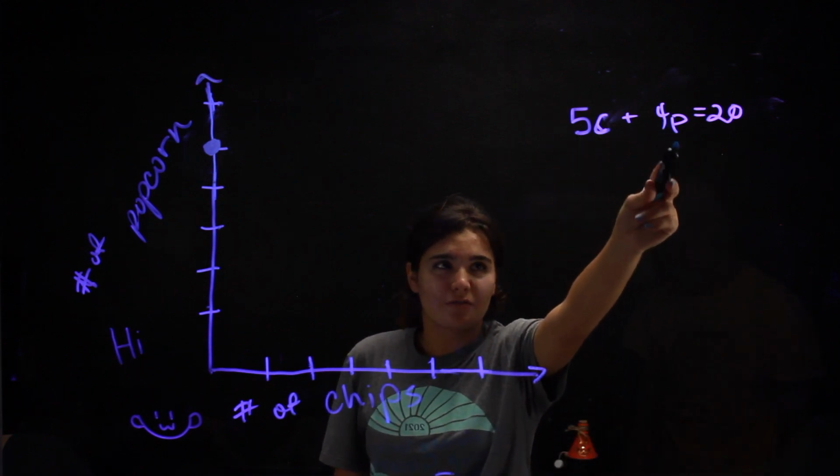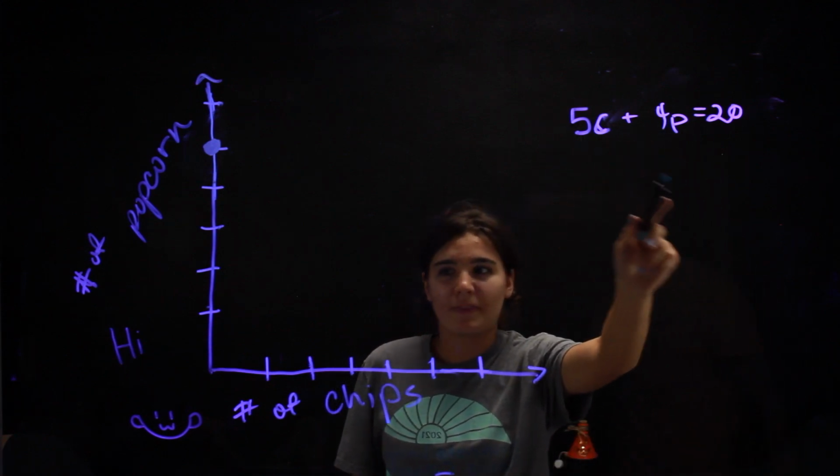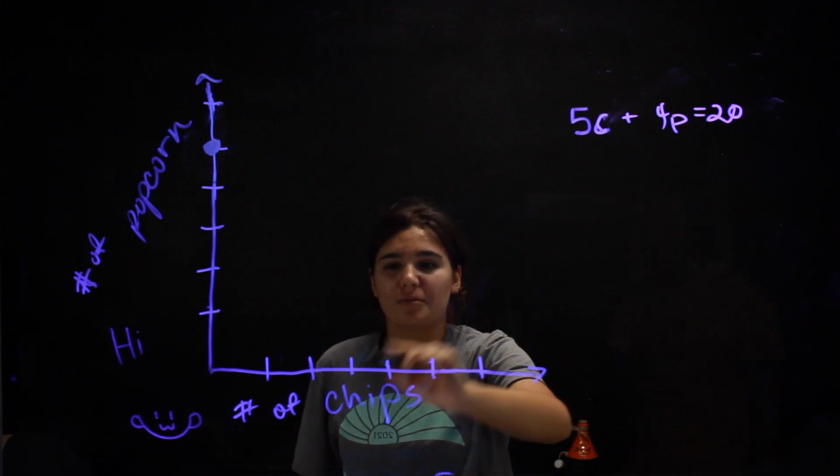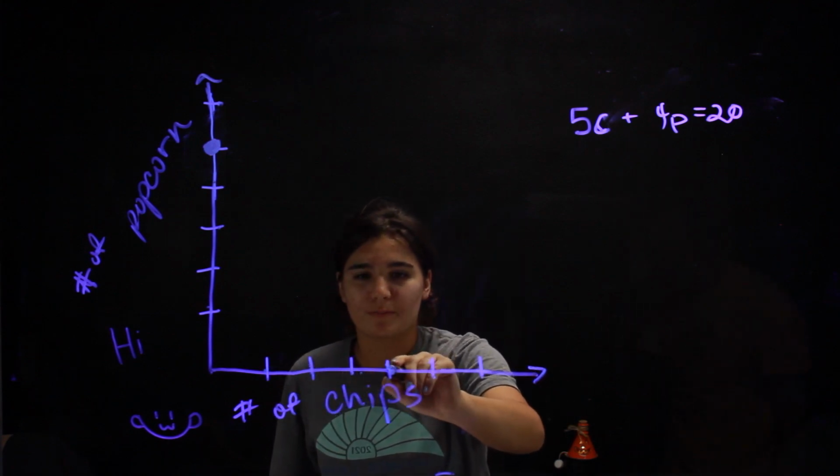And we're going to do the same thing while solving for C. So if we plug in 0 for P, we get 5C equals 20. And that is going to give us C is equal to 4. So 1, 2, 3, 4.